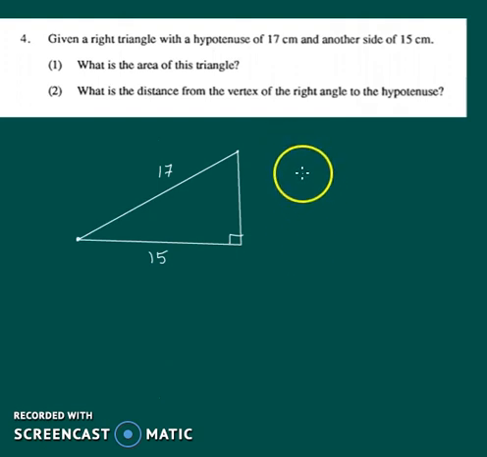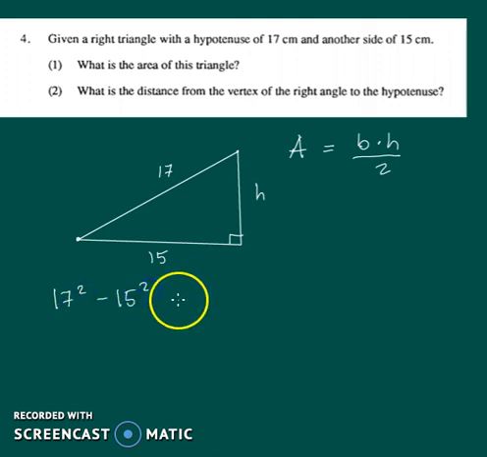Hi everyone. So for the first part of this question, we have to find the area of this triangle. And the formula for the area of a triangle is base times height divided by 2. Now, we know the length of one of the legs of this triangle, so we can use that as the base, but we don't know the other one, which would be the height. So we need to use the Pythagorean theorem to find the value of h. So because we know the value of the hypotenuse, 17, we can write the Pythagorean theorem in this format. 17 squared minus 15 squared is equal to the height squared.